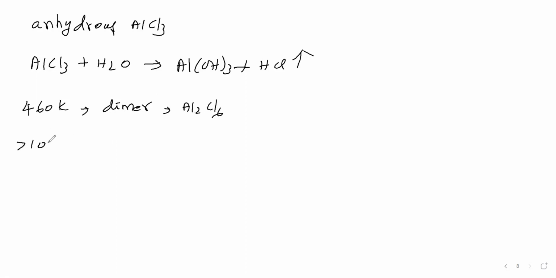Above 1020 Kelvin, aluminum chloride exists in the form of a monomer. Then, how this dimeric structure forms, that we will see.